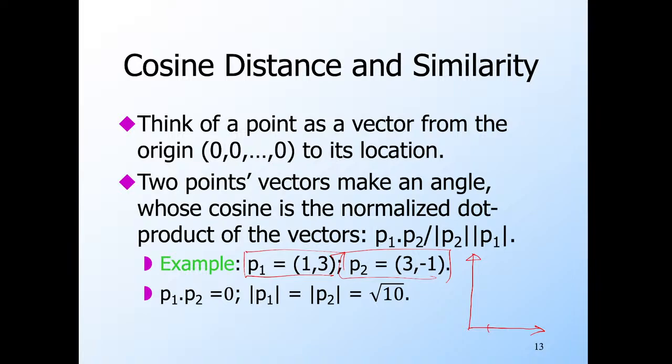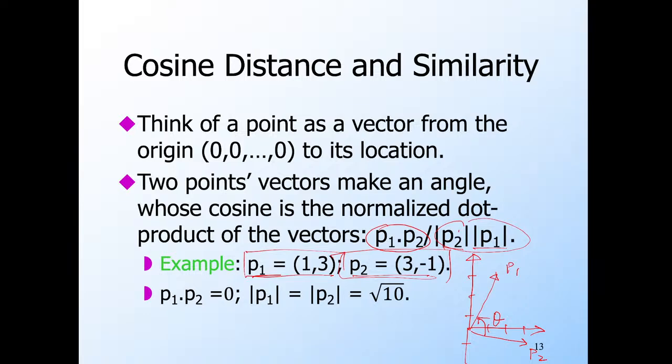1, 3 is here. This is P1. And P2 is 3, -1. This is P2. And cosine distance is measured by this theta. So how to do that? You should probably learn this in high school. In the numerator, we have P1 dot P2. In the denominator, we have the norm of P2 multiplied by the norm of P1.